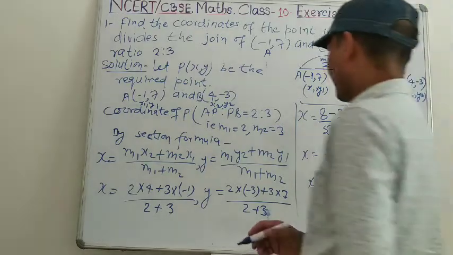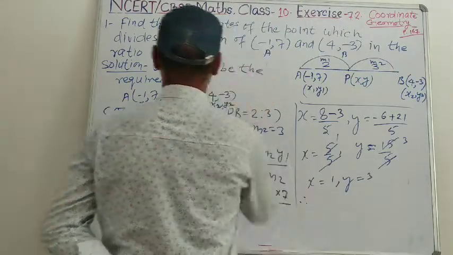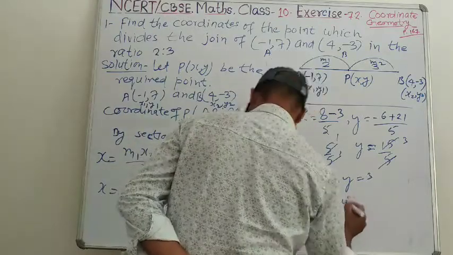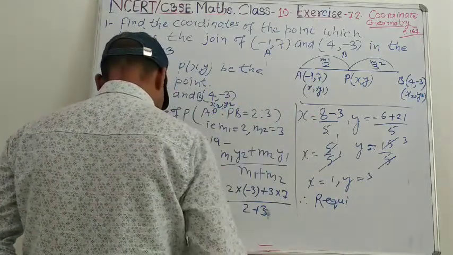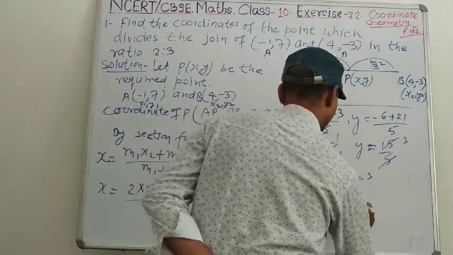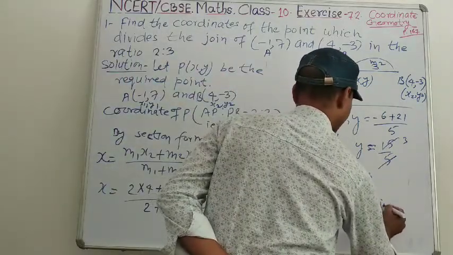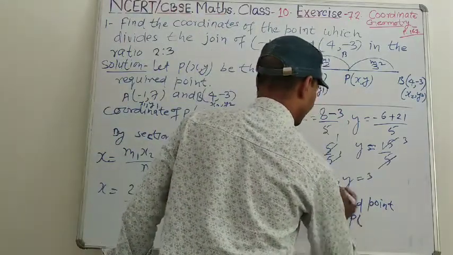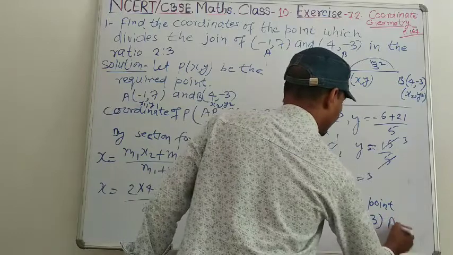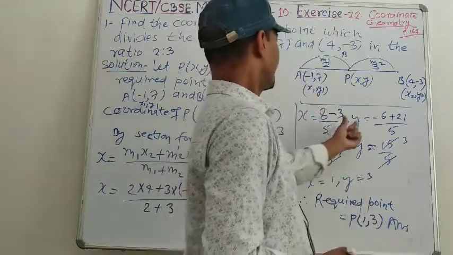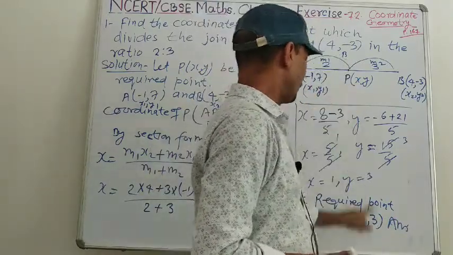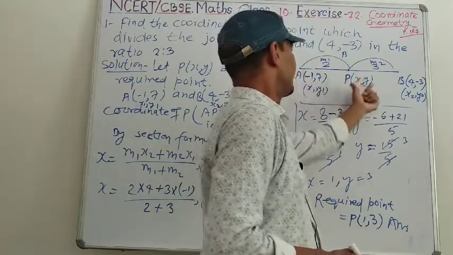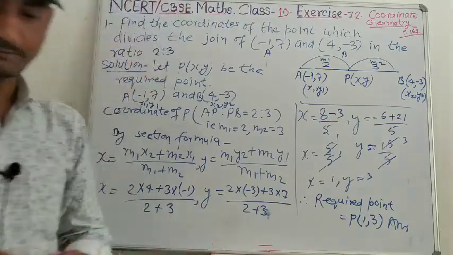So how to write in the form of coordinates? Therefore the required point, we supposed it here P(x, y), x is 1, y is 3. So it is the answer. That means P(x, y) becomes (1, 3). (1, 3) is the point of division, this point dividing A and B in two parts. So it is the answer of question number 1.